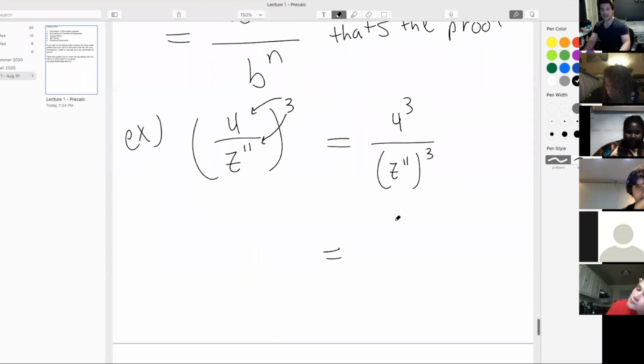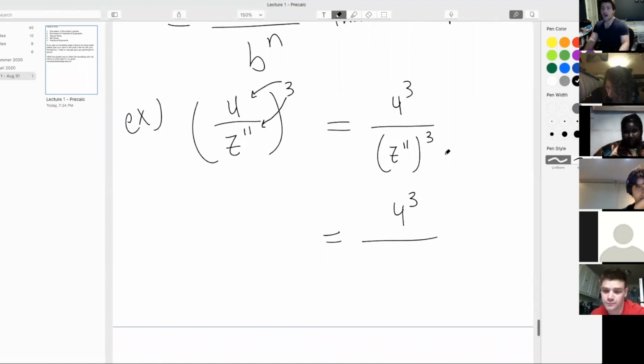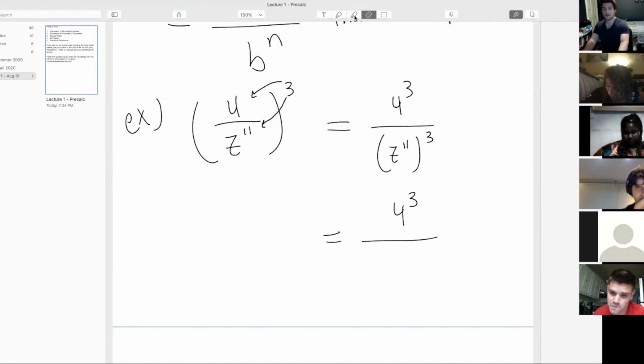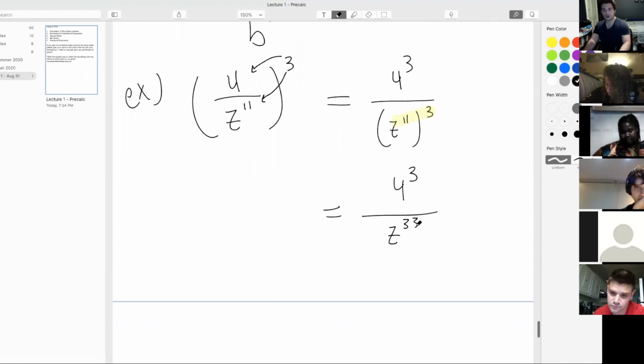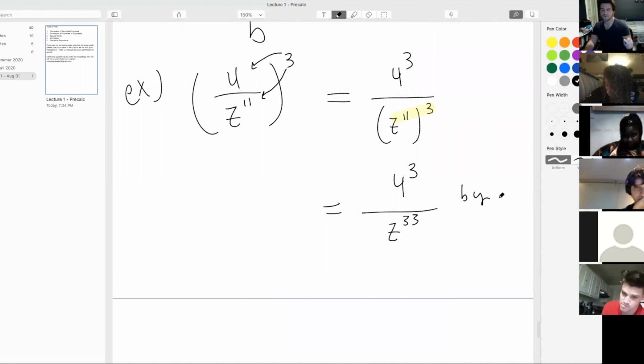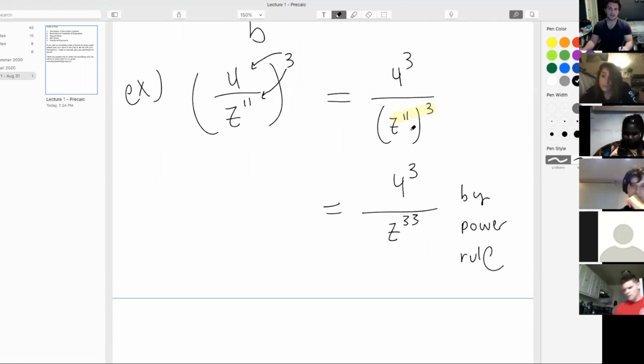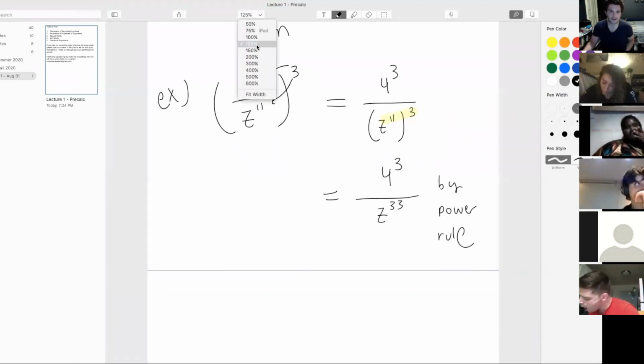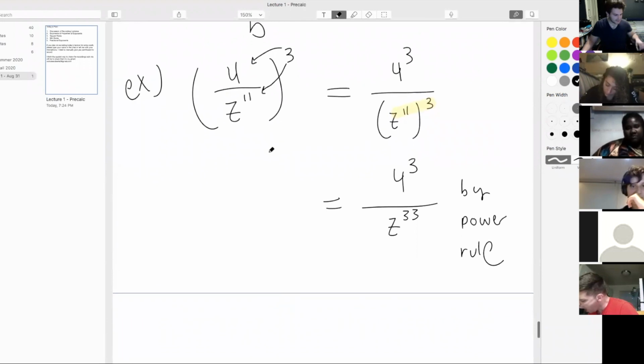But what's cool is that for z to the 11th to the 3rd in the bottom, I can use the power rule on that. I can just multiply the two powers. So that's going to be z to the 33rd. That's the power rule. It tells us if I have a power to a power, I can multiply the exponents. All right, so that's that.